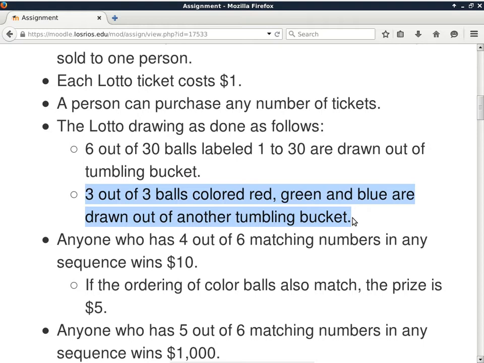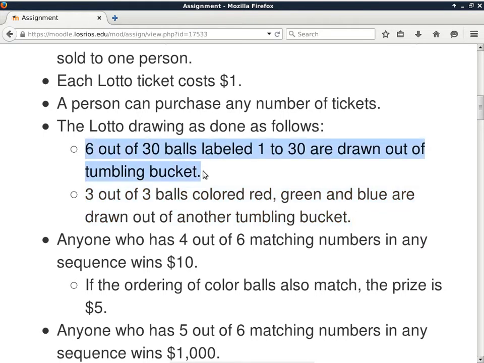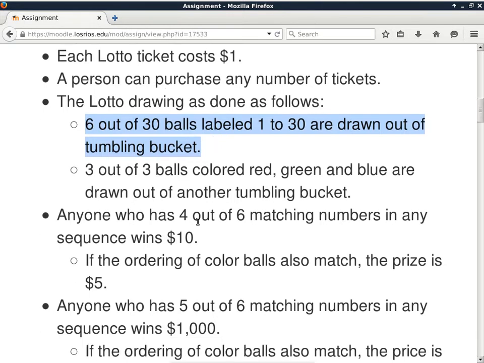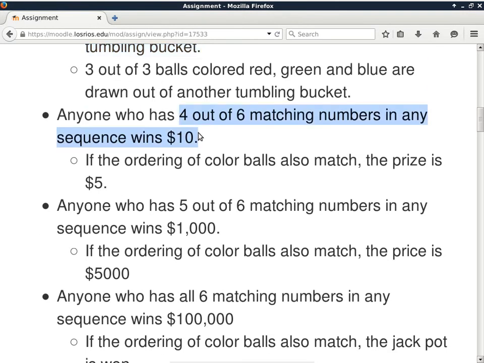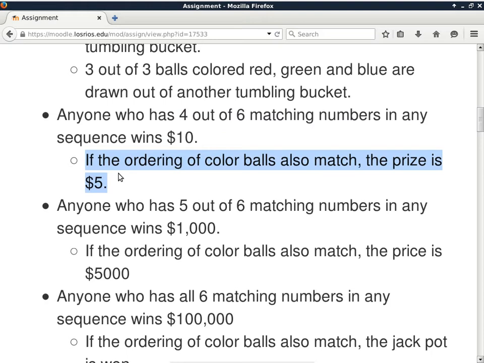As far as the numbers are concerned, the ordering is not important. But with the color ones, it is important. Anyone who has 4 out of 6 matching numbers in any sequence is going to win $10. That's the lowest prize people can win. If the ordering of the color balls is also matching, then the prize money increases to $50.